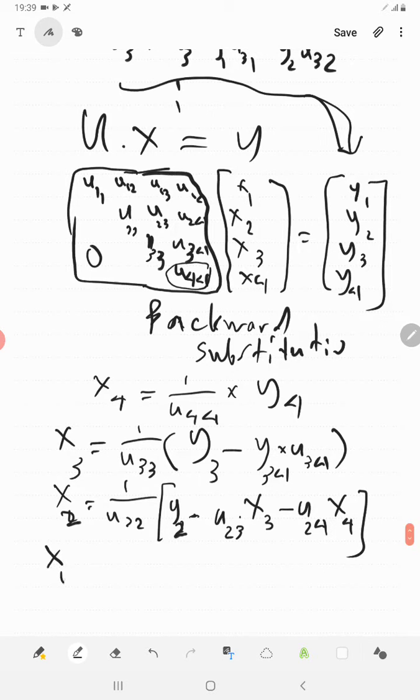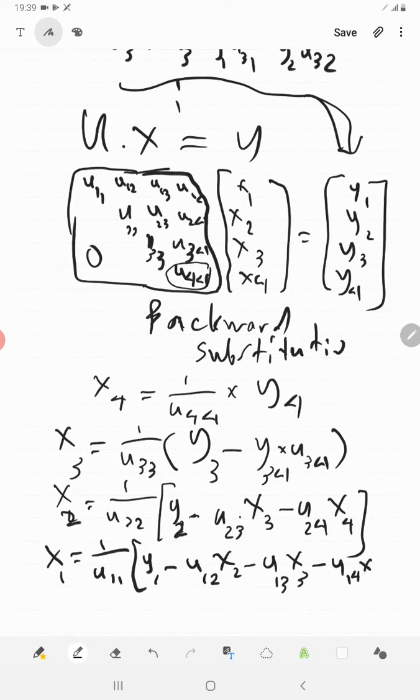And finally x1 equals 1 over u1,1. Now here we have y1 minus u1,2 times x2, which we know now, minus u1,3 times x3, minus u1,4 times x4. So this is the back substitution.